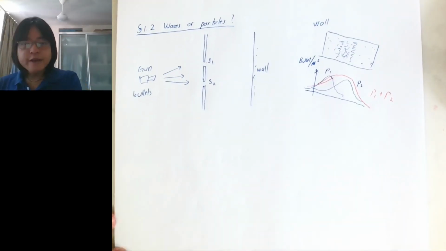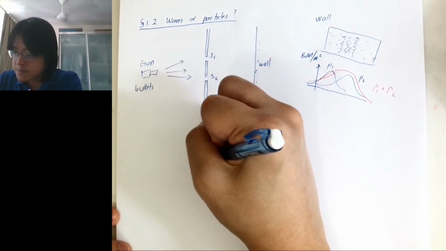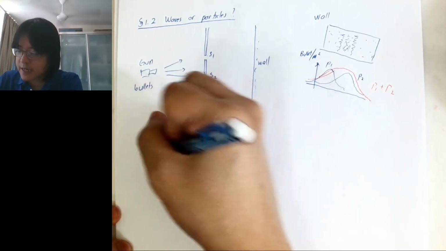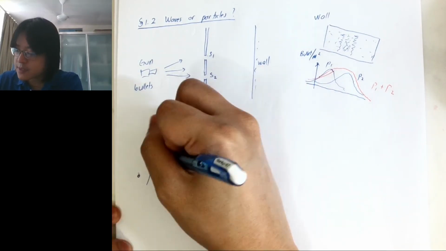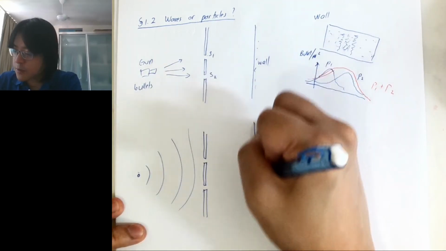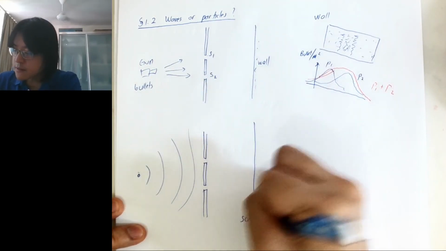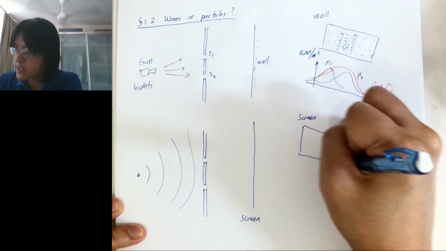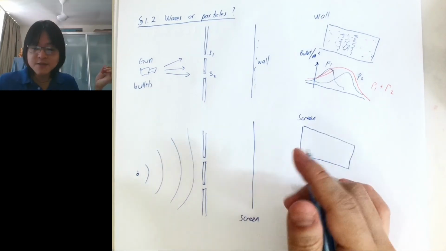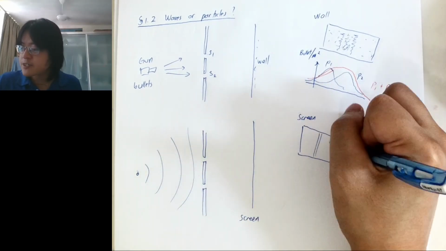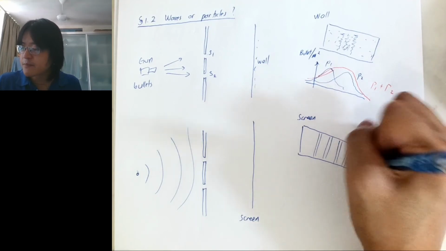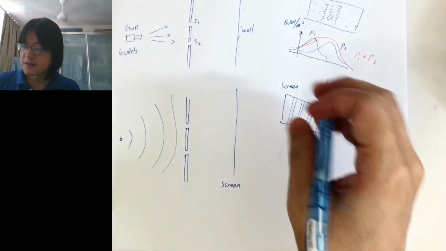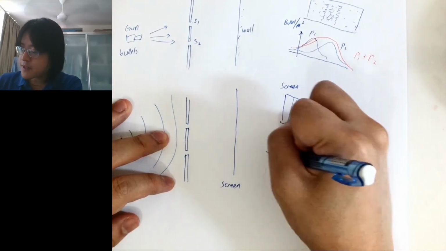But what if you do this experiment using waves? This is electromagnetism, right? We spend a lot of time doing this in electromagnetism. So what we observe on the screen is the interference pattern. Remember what you observe: the bright fringe and then the dark fringe, bright and dark and bright and dark. So this is what you observe for the intensity.